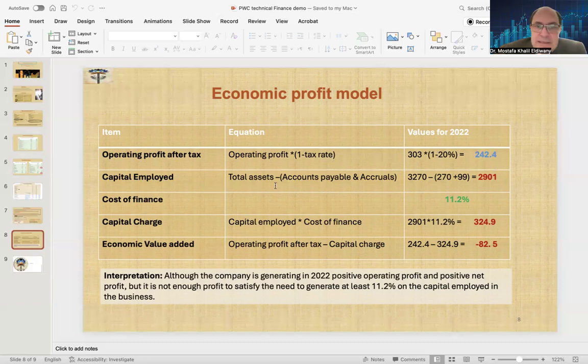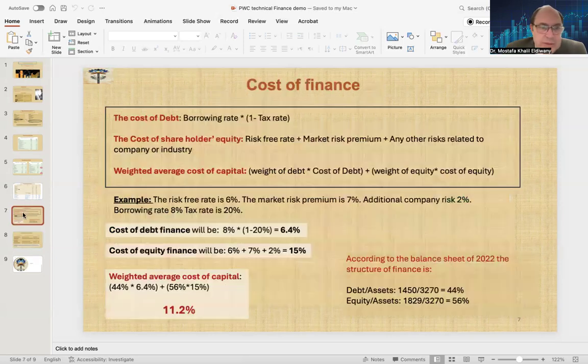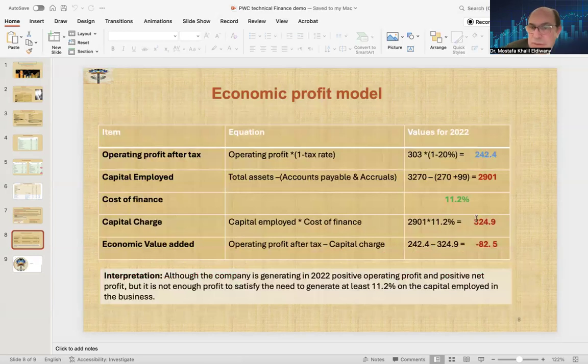Then you calculate the capital employed, the assets minus accounts payable and accruals. This was its result. And you calculate your cost of capital, your cost of finance. We saw that earlier, the weighted average cost of debt and equity. Then you get what is called the capital charge. It is the cost of finance multiplied by the capital employed.